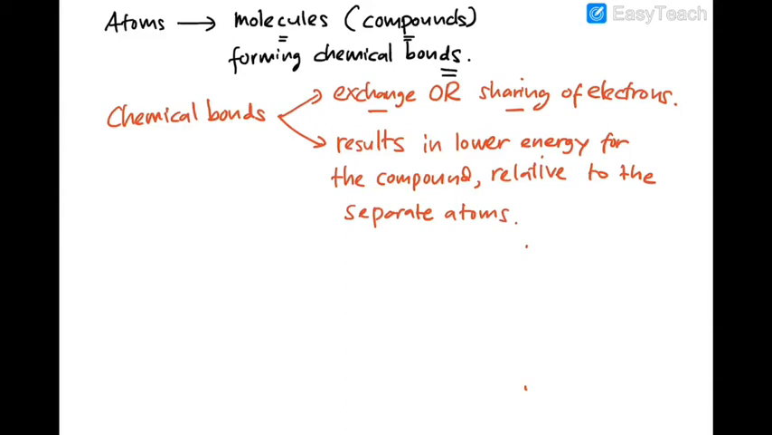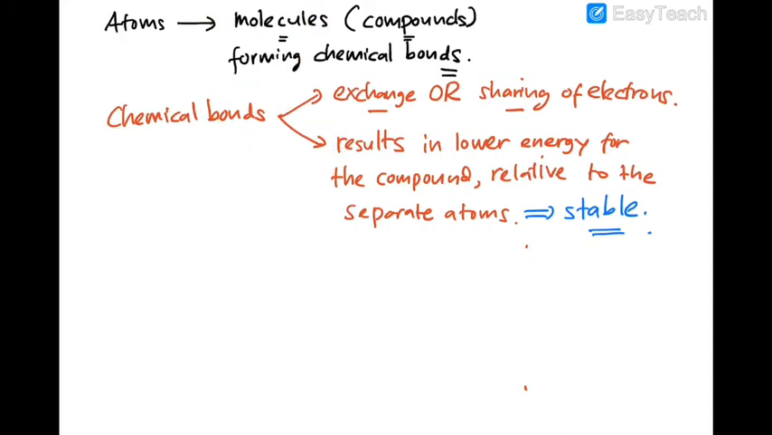Okay, so a chemical bond will not form, or it will have only a fleeting existence, unless it lowers the overall energy. So in another way, we can say that it becomes a more stable form when the atoms combine into molecules by forming chemical bonds.